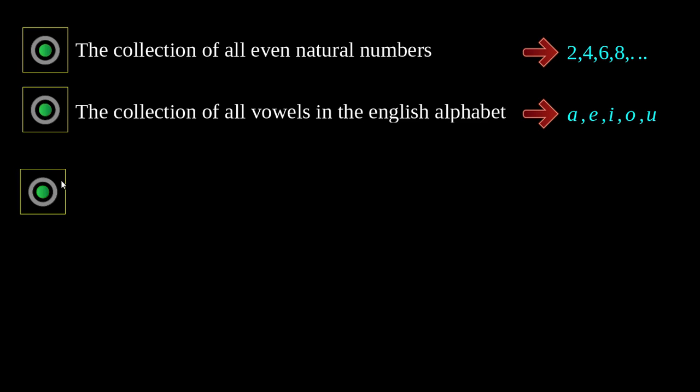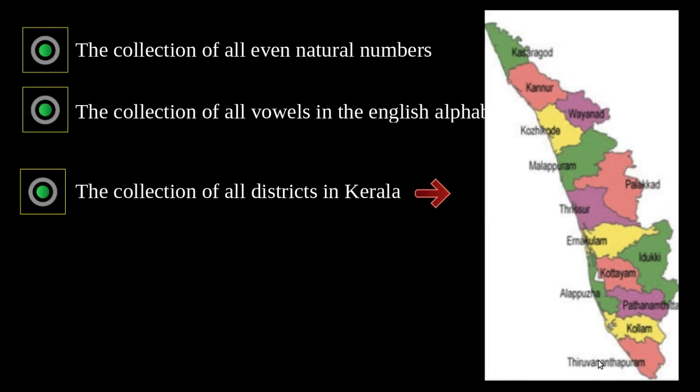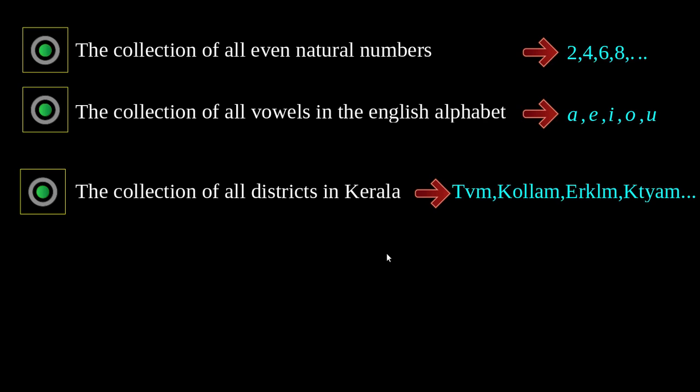Okay, another example is the collection of all districts in Kerala. We know that there are 14 districts in Kerala: Trivandrum, Kollam, Pathanamthitta, Alappuzha, Kottayam, Idukki, etc. And we can definitely say which districts are the districts in Kerala and which are not in Kerala.